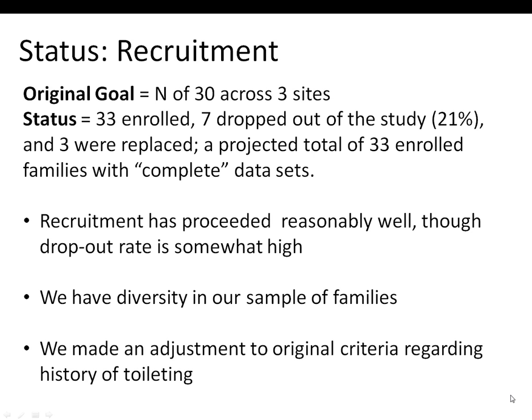And one thing we found is we had to make an adjustment to the original criteria regarding history of toileting, because what we found with children with autism is that many of them had some history of using the toilet for urination, but they didn't have a regular history. So I set out with this notion that we'd get a group of kids who had never used the toilet, you can imagine, or very rarely used the toilet, let's say.